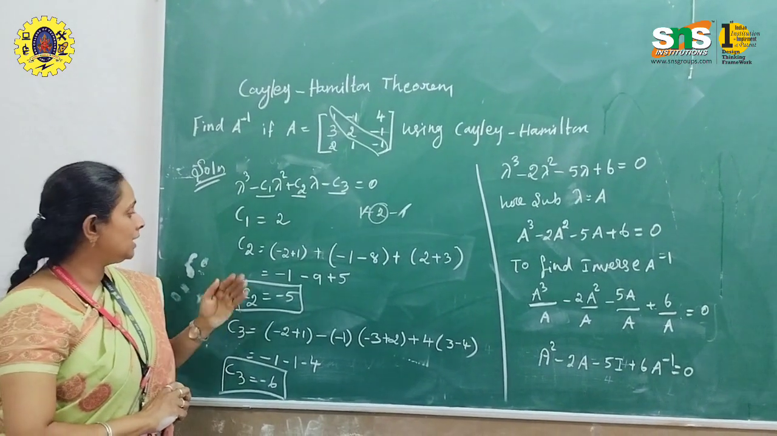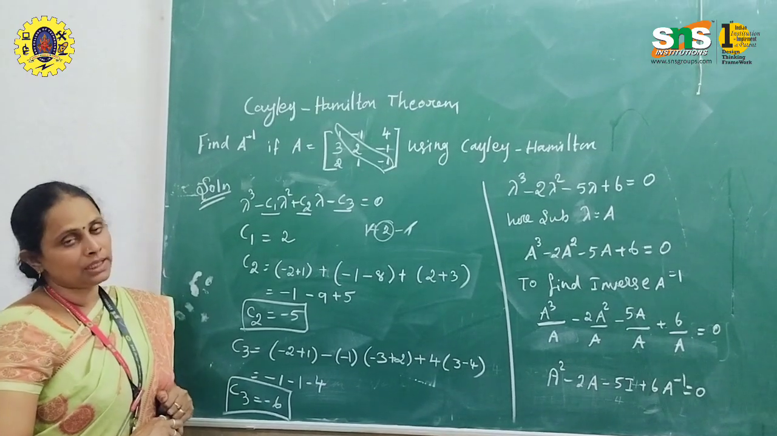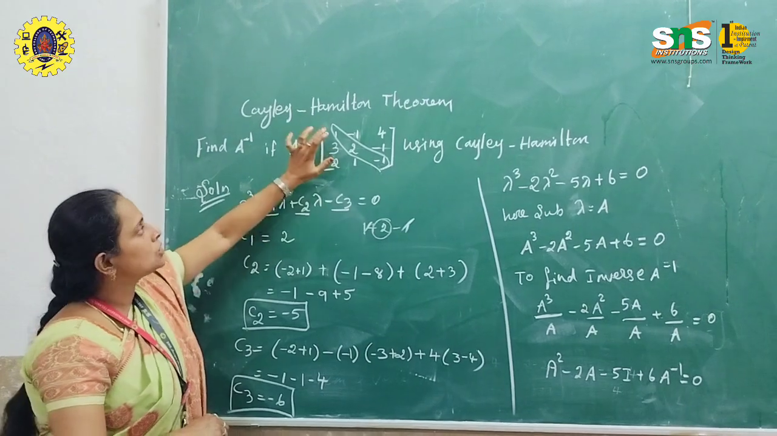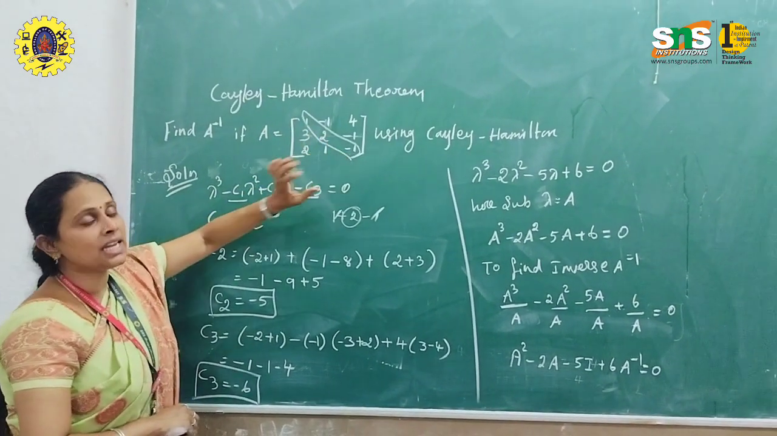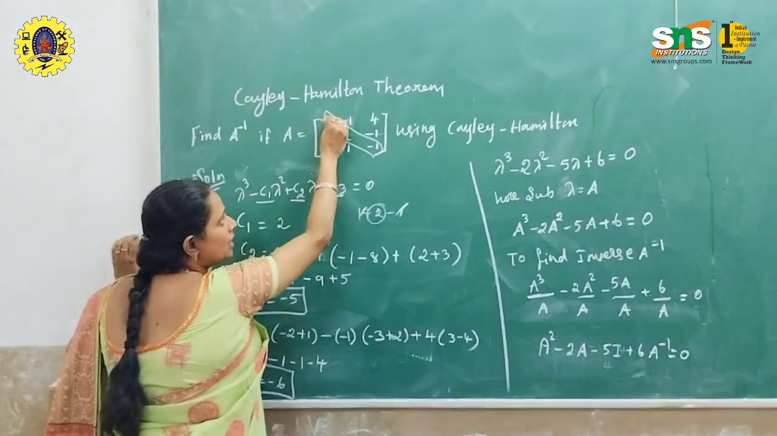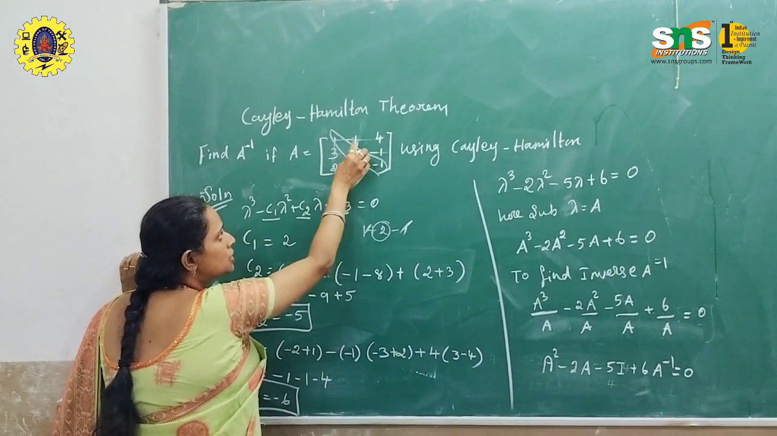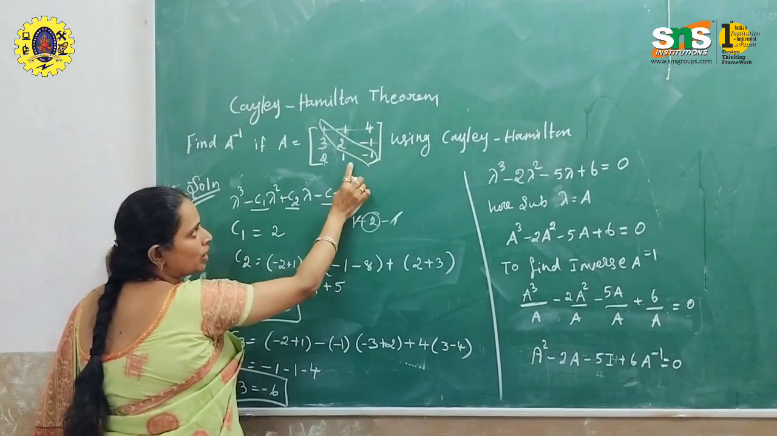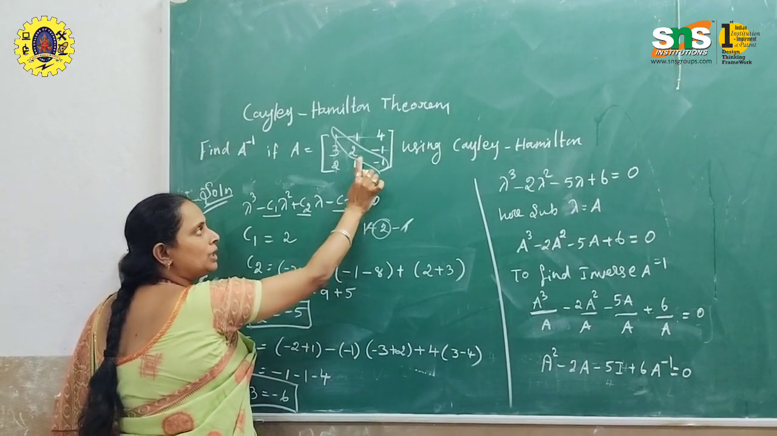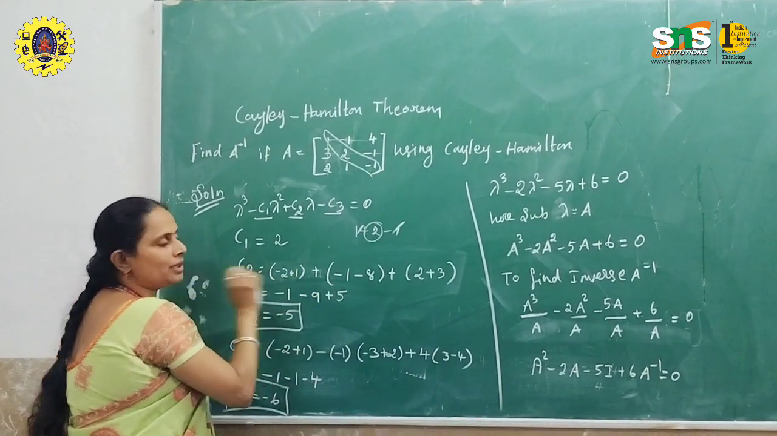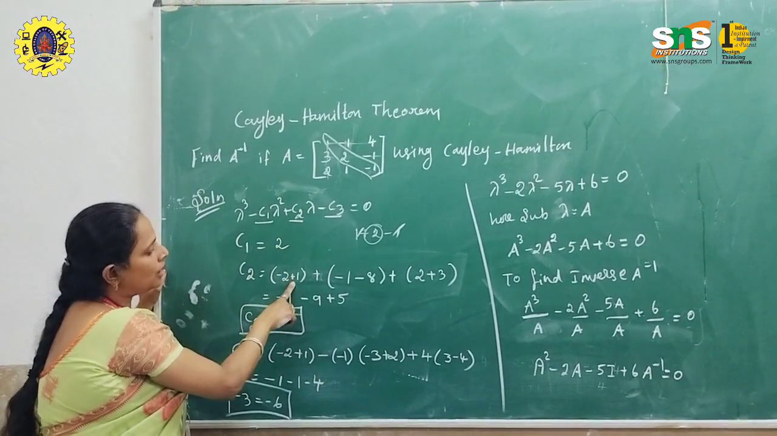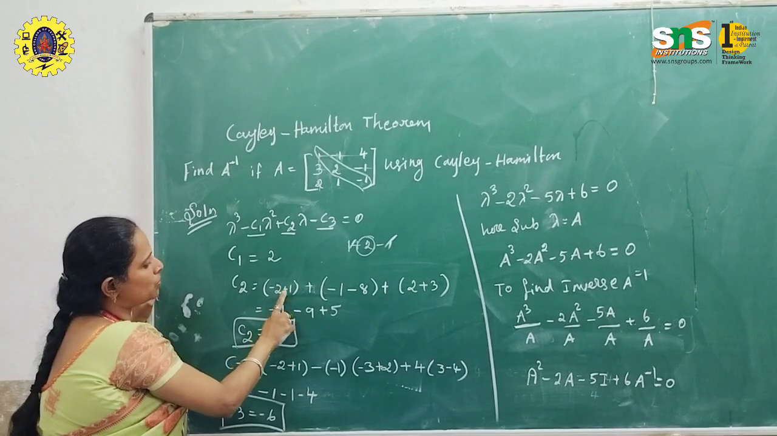Then we have to find the C2 value. C2 is nothing but the sum of the minors of the diagonal elements. We leave the diagonal element's row and column and use the remaining terms. Leaving the first row and first column, the remaining is 2, minus 1, 1, minus 1. So 2 into minus 1 is minus 2, and 1 into minus 1 is minus 1. The formula has a minus, so minus into minus is plus. So minus 2 plus 1 is minus 1.